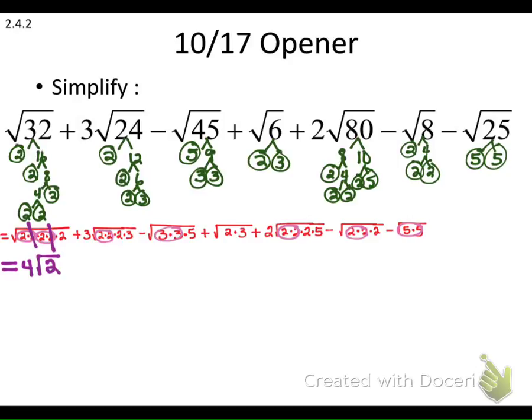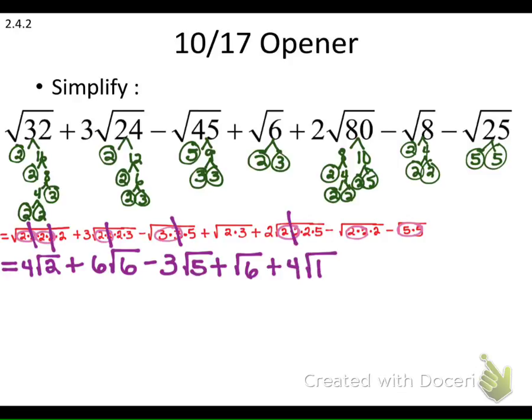Okay. Plus 6 square root of 6. Nice. Minus 3 square root of 5, square root of 6, 4 square root of 10, minus, square root, no, 2 square root of 2, minus. Nice job.